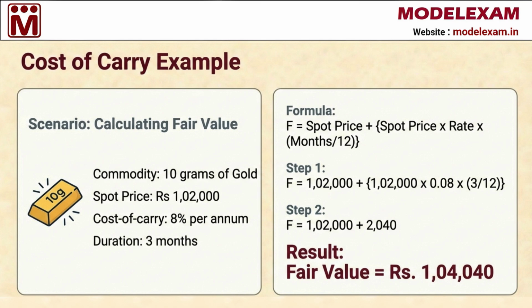So, in our calculation, F equals 1,02,000 plus the interest cost. The interest cost is 1,02,000 multiplied by 0.08 multiplied by 3 divided by 12. When we do the math, 3 divided by 12 is 0.25. So the interest part works out to be 2,040 rupees. Therefore, F equals 1,02,000 plus 2,040. This gives us a final result where the fair value equals 1,04,040 rupees.